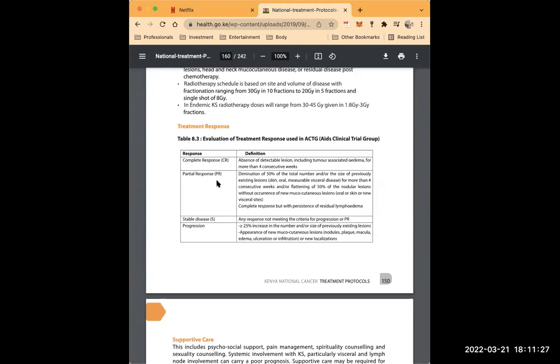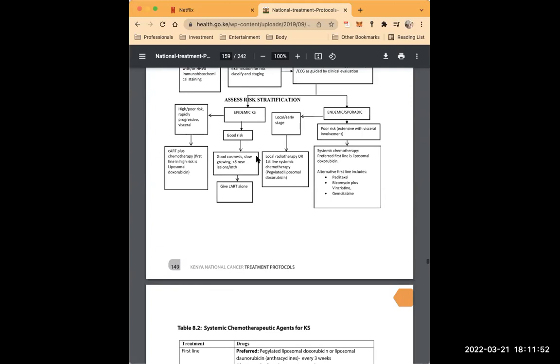And then for the partial responders, you have a 50% reduction in the total number or the size of the previous lesions for more than 4 consecutive weeks, and/or flattening of 50% of the nodular lesions without occurrence of new mucocutaneous lesions. Okay, so these are the partial responders to the treatment that you've offered based on this protocol.